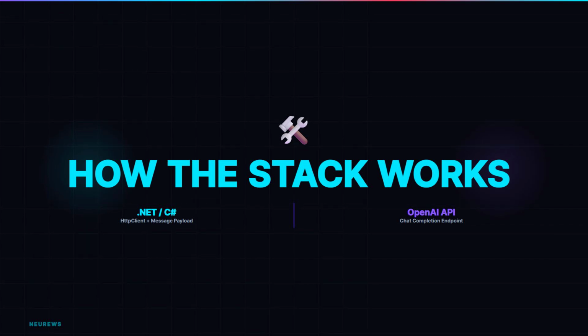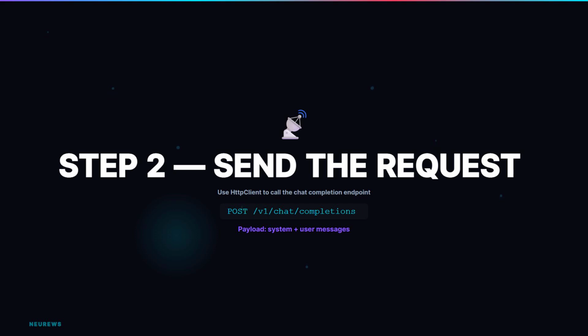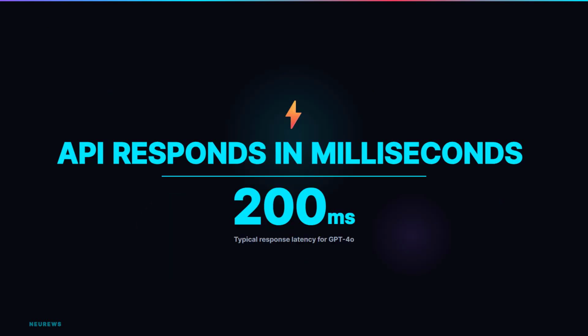The process begins with setting up your .NET project and obtaining an OpenAI API key. From there, developers use the HTTP client class in C# to send requests to OpenAI's chat completion endpoint. Each request contains a structured message payload, including system instructions and user messages, and the API returns a natural language response in milliseconds. The architecture is clean, the integration is straightforward, and the results are remarkably powerful right out of the box.